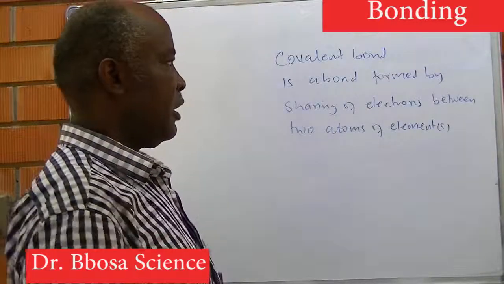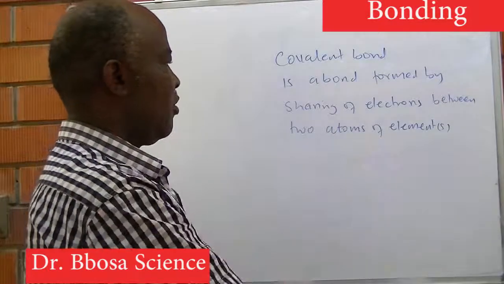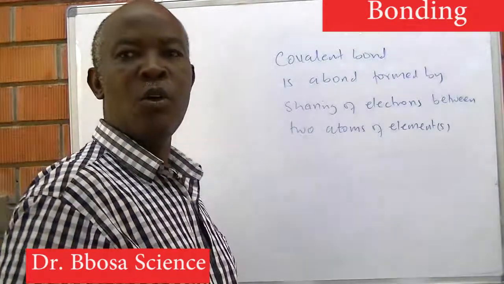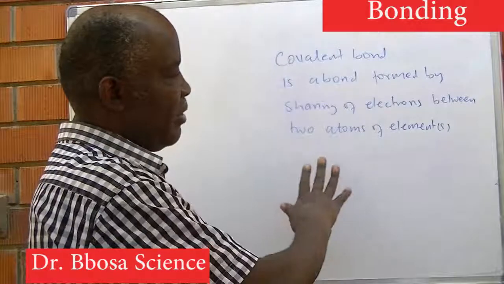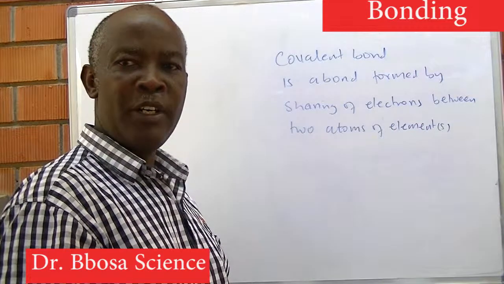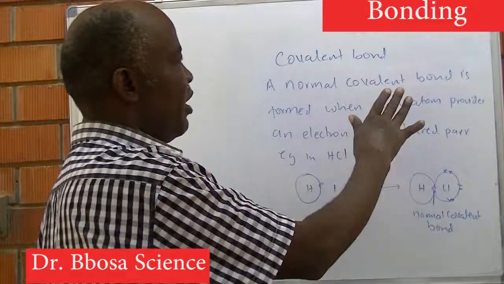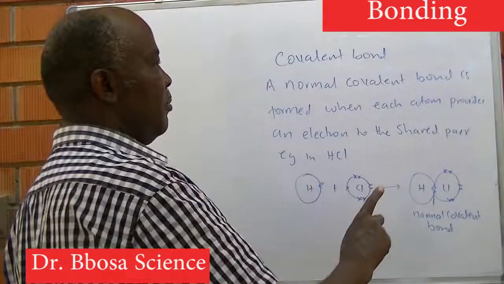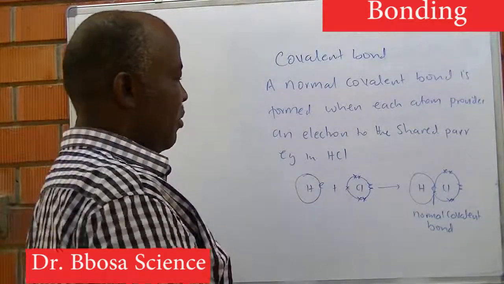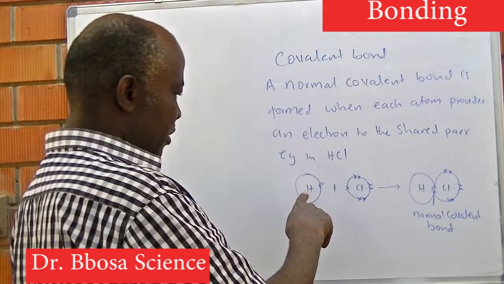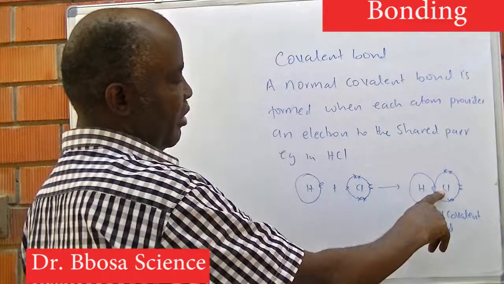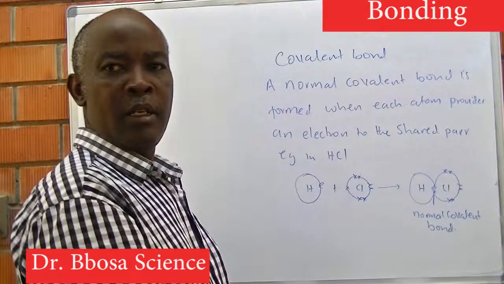Covalent bond is a bond formed by sharing electrons between the two atoms of elements or element. A covalent bond may be formed between atoms of the same element or different elements. A normal covalent bond is formed when each atom provides an electron to the shared pair. For example, in hydrochloric acid, hydrogen provides one electron, chlorine provides one electron to form a shared pair of electrons, or a normal covalent bond.